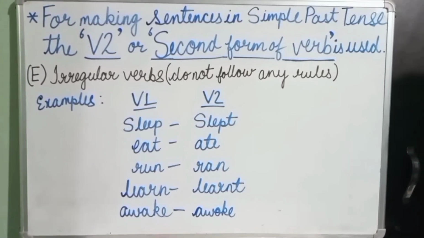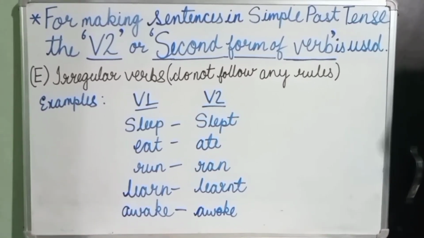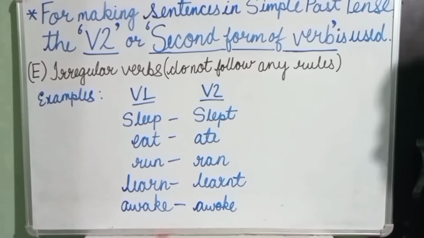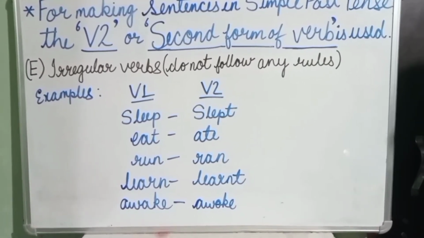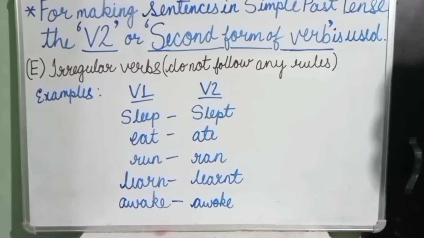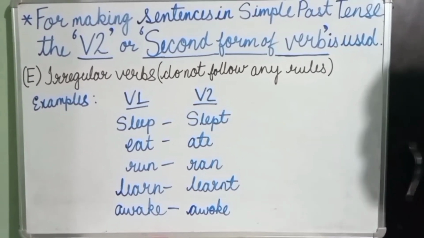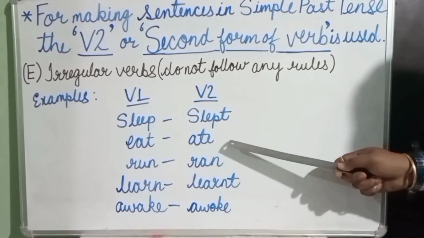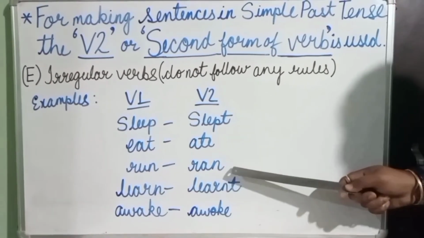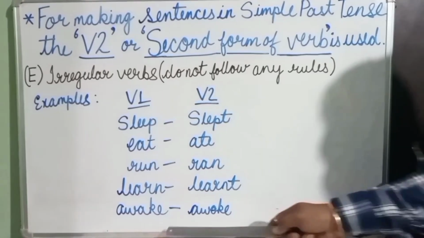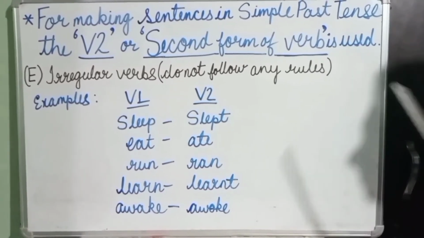Now for some verbs, there is no specific rule for changing from the first form to the second form. Such verbs are called irregular verbs. Okay? So here we have to remember the second form of such verbs. For example, sleep, V2 is slept. Eat, ate. Run, ran. Learn, learned. Awake, awoke, etc.